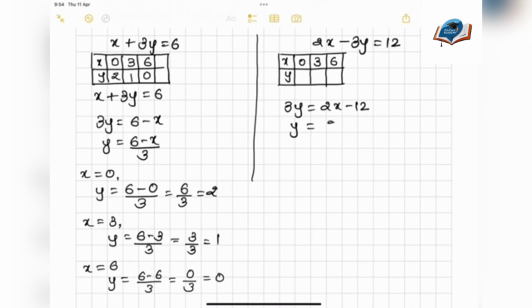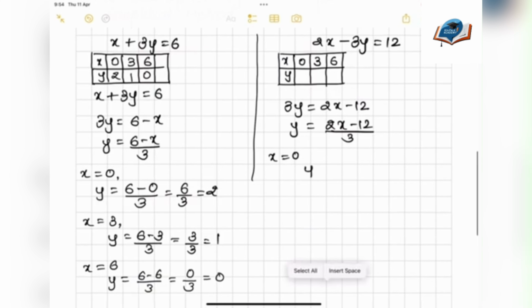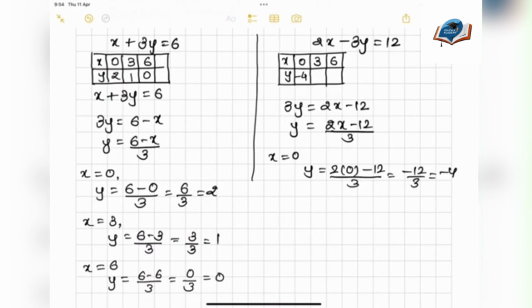Now same way 3y equal to 2x minus 12. So y equal to 2x minus 12 upon 3, and the values I am taking are the same, 0, 3 and 6. Now let us put x equal to 0 first. So y will be equal to 2 into 0 minus 12 upon 3. So that will be minus 12 upon 3, that is minus 4. So when I put 0, I got minus 4.